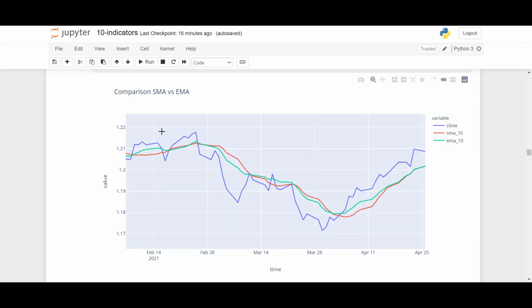So for example, in this period, we see that the green line, which is the EMA, reacted to this price drop much quicker than the SMA. So some traders who want to try to identify a change in trend early, or simply want to have a faster signal, might want to use the EMA instead of the SMA.